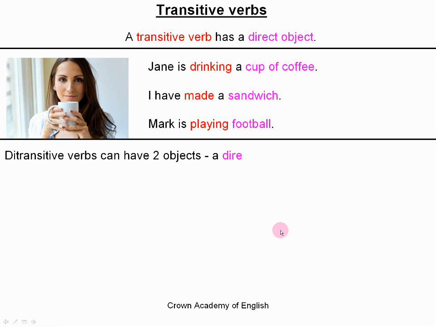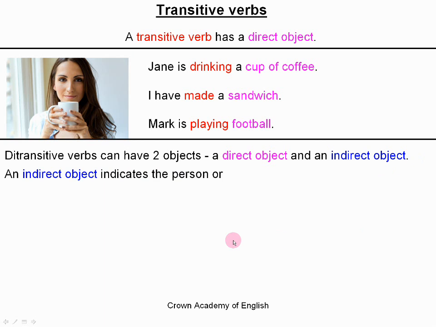Now, there is a special type of transitive verb called ditransitive verb. And they can have two objects. They have a direct object and also an indirect object. And an indirect object indicates the person or thing that receives the direct object. Let me give you an example.